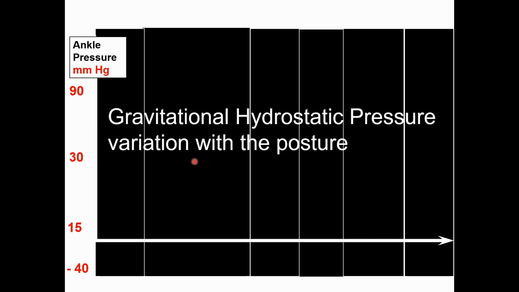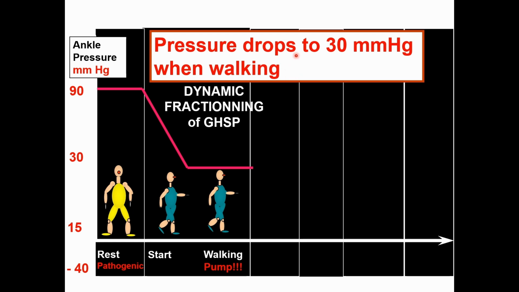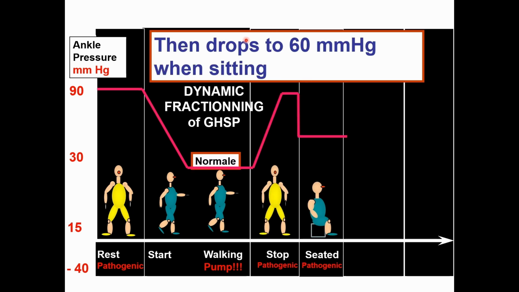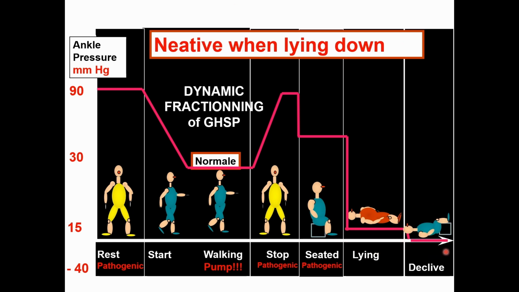Gravitational hydrostatic pressure variation with the posture. Ankle pressure maximum standing at rest: 90 millimeters. Pressure drops dramatically to 30 millimeters when walking due to dynamic fractioning of gravitational hydrostatic pressure. Then it is 60 millimeters when sitting, 10 millimeters when lying down, negative when in decline.